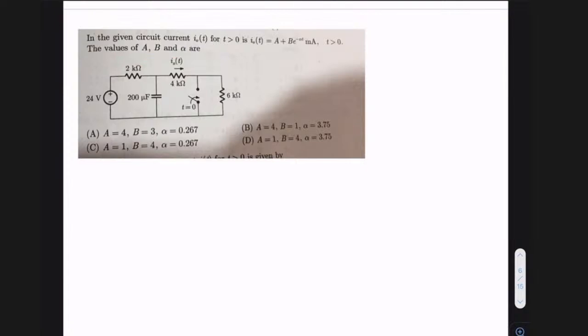This is, of course, a first order circuit, right? And in first order circuits, the method is, first of all, we should try to get the capacitor voltage VC(t). So VC(t) equals, the formula we have seen, VC(infinity) plus [VC(0) minus VC(infinity)] into e raised to power minus t by tau.